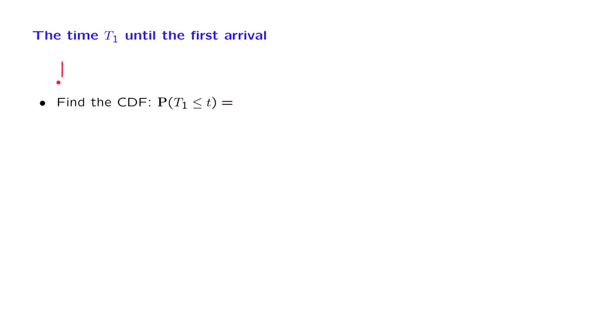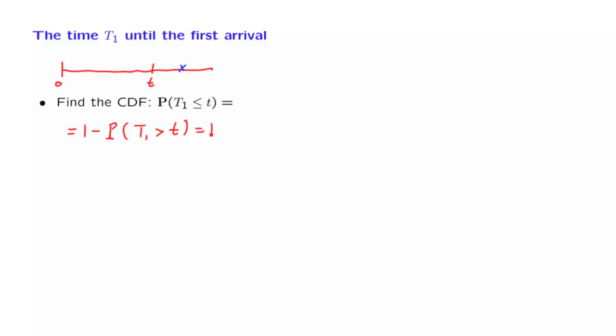So we fix a certain time t and we're asking for the probability that the first arrival happened during this interval. Now this is 1 minus the probability that the first arrival happened outside this interval. So we can write this probability as 1 minus the probability that T1 is bigger than t. But what is this event? The first arrival occurring after time little t is the same as saying that there were no arrivals in the time interval from 0 to little t.